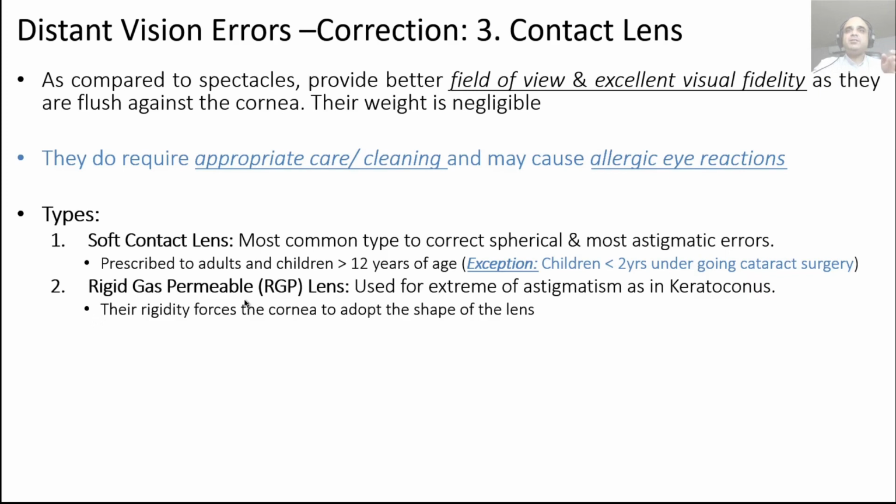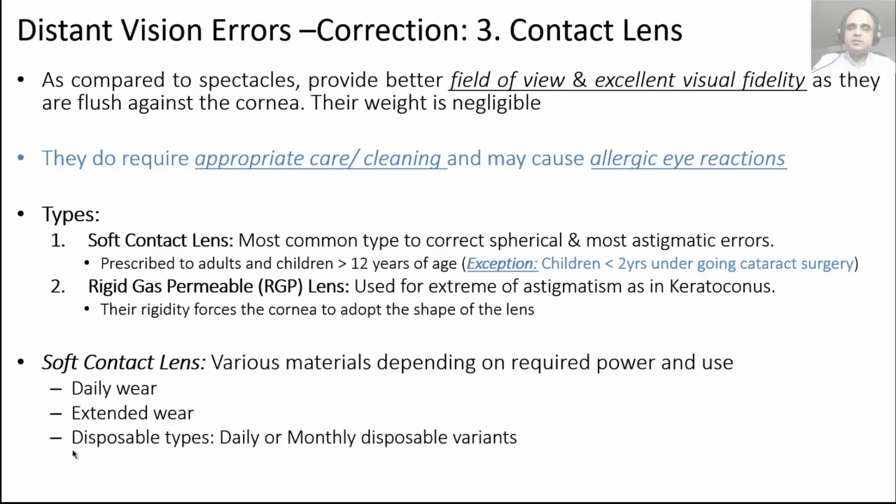A rigid gas permeable lens is used for extremes of astigmatism as seen in keratoconus. We'll talk more about keratoconus when we talk about conjunctivitis. The rigidity of these lenses forces the cornea to adapt its curvature according to the curvature of the lens, thus negating or reducing astigmatism.